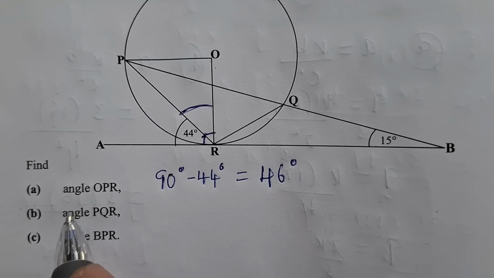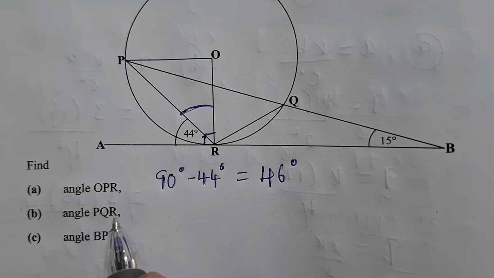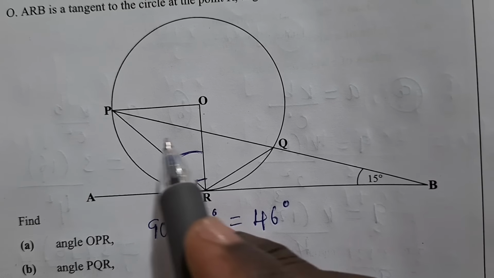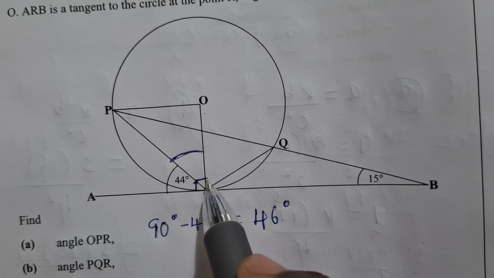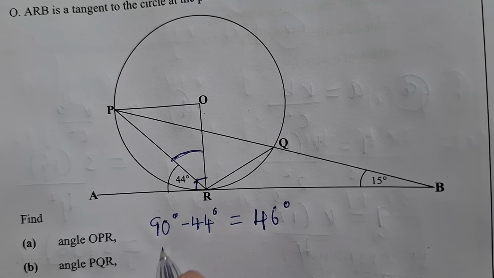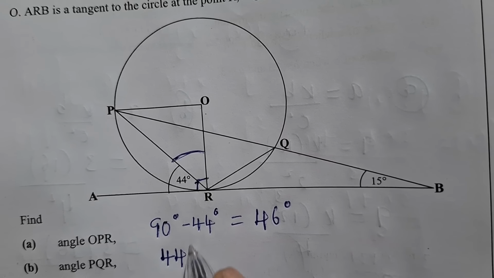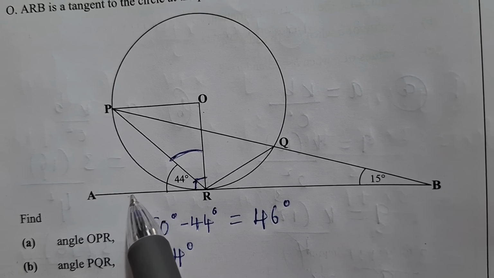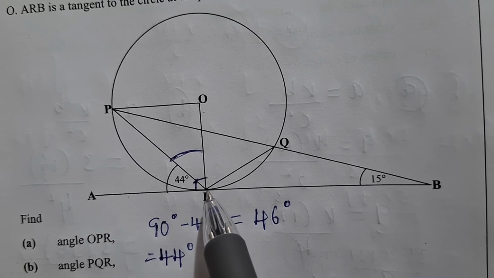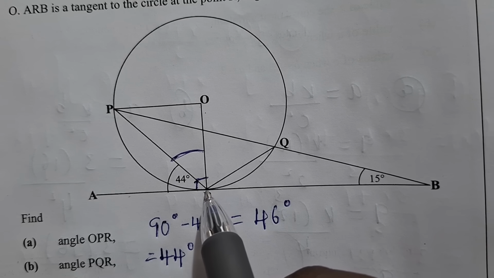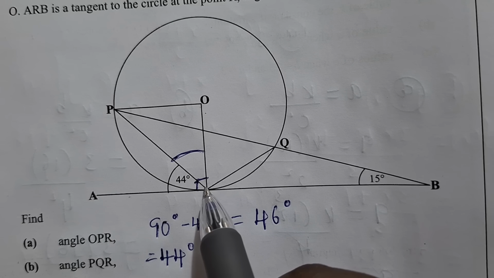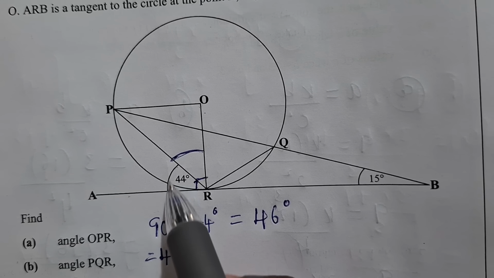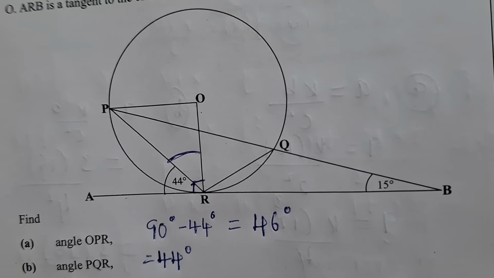For this other angle, PQR. So P is right here, Q is here, R. So angle PQR, we don't need to waste our time. This is 44 degrees. So we know that the angle between the tangent line and the chord will be equal to the angle that will be formed from the chord to the circumference. So this angle here is equal to this, so it's 44.